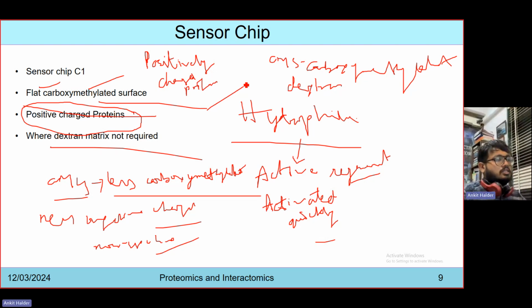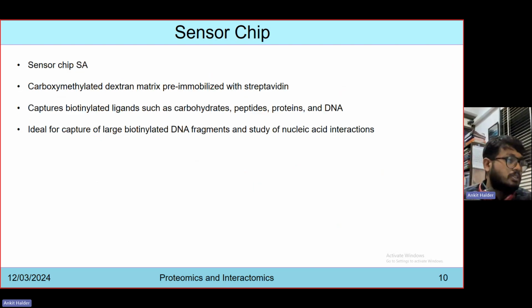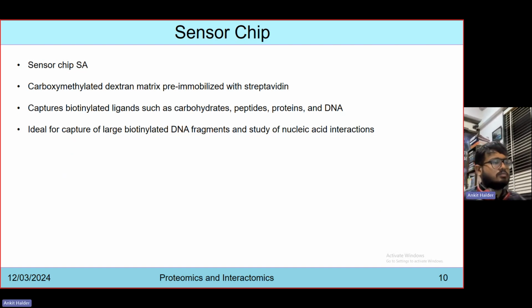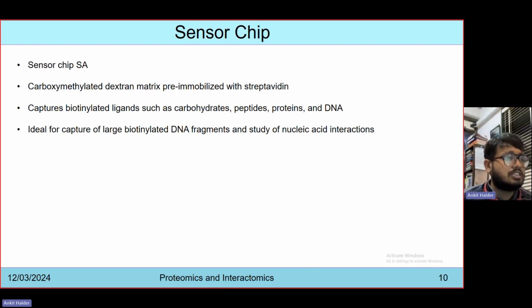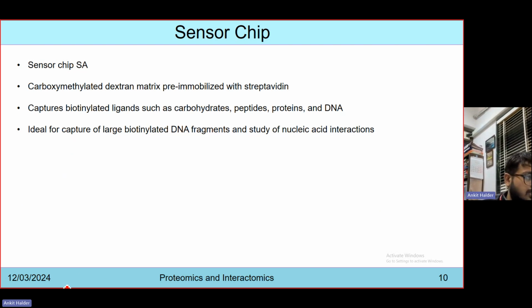Okay, and the dextran matrix is not required. Now the next chip is the sensor chip SA, which is again a dextran matrix but pre-immobilized with streptavidin. So now it captures carbohydrates, proteins, and DNA, which capture the biotin ligands.